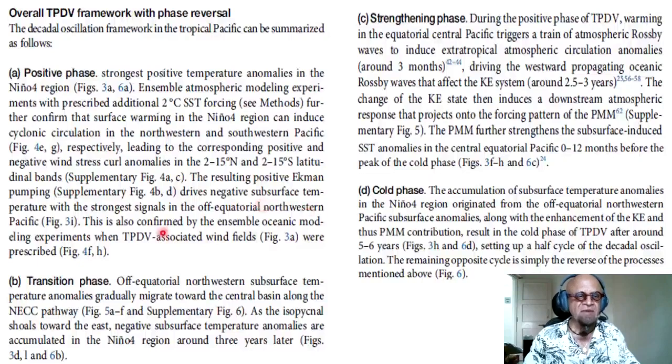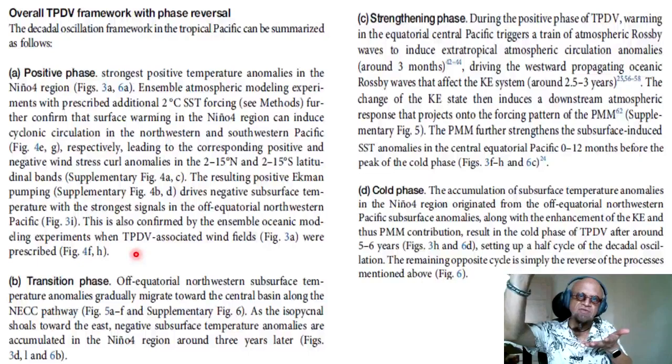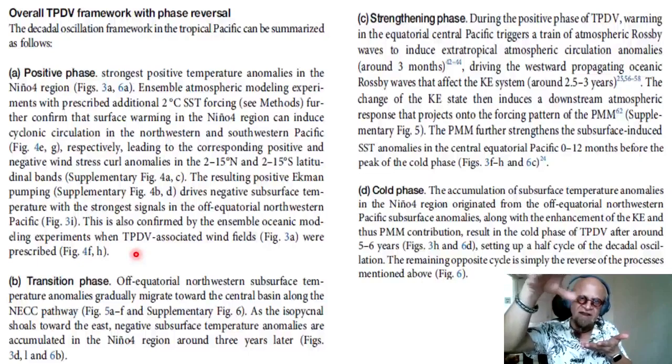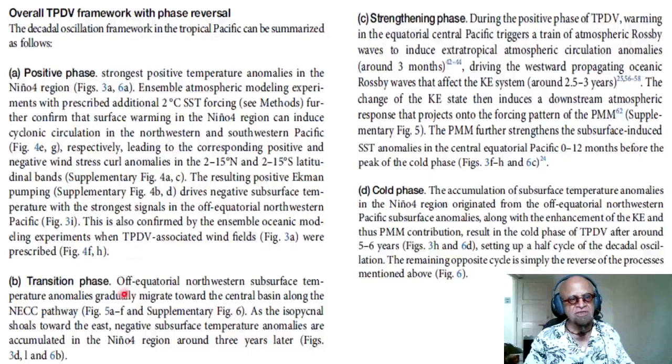The resulting positive Ekman pumping that we just saw drives negative subsurface temperature anomalies, with the strongest signals in the off-equatorial northwestern Pacific. This is also confirmed by the ensemble ocean modeling experiment, where TPDV-associated wind fields were prescribed. So they are forcing an atmosphere with a warm or cold anomaly in the deep tropical Pacific to produce the wind stress curl response off the equator, then taking those winds and forcing an ocean to see that in fact you can produce a subsurface anomaly, and then that reaches the deep tropics.